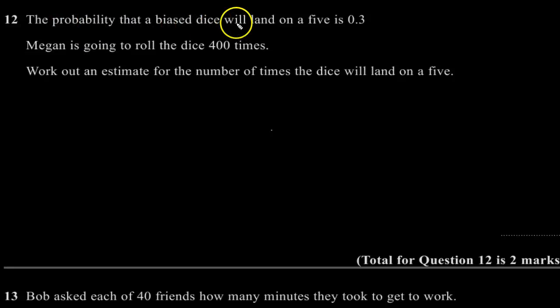The probability that a biased dice will land on a 5 is 0.3. Megan is going to roll the dice 400 times. Work out an estimate for the number of times the dice will land on a 5. So the estimate then?